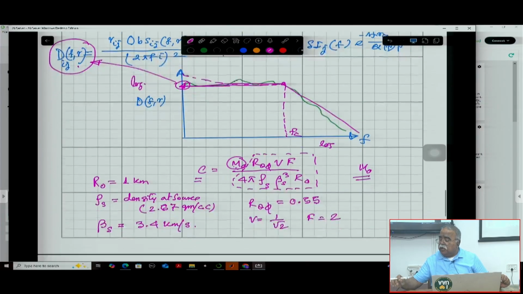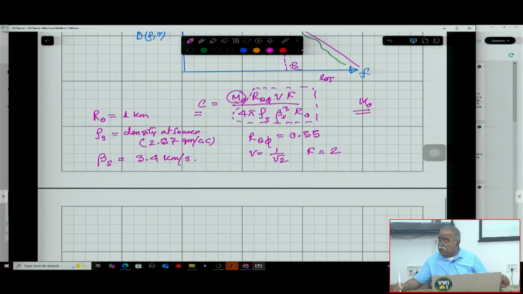If you know the M0, then you can calculate your Mw from that relation. It is 2/3 log M0 minus 16.67, or 16 point this one. So calculate that. If you know M0, you can calculate what the Mw values will be.